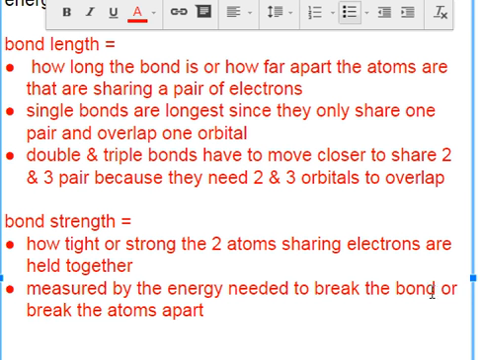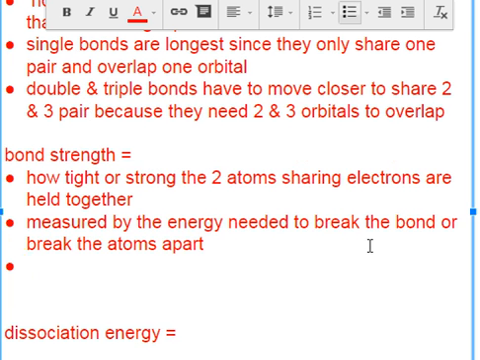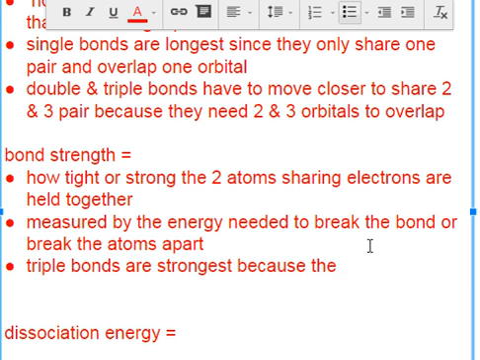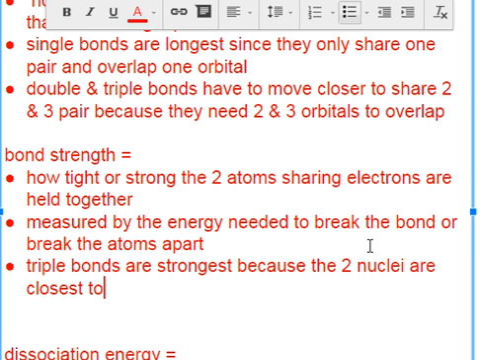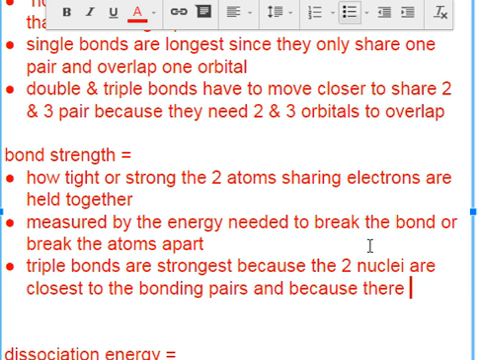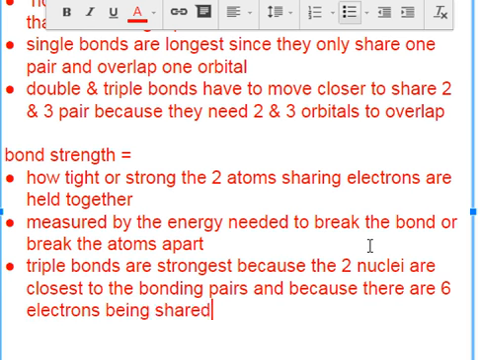So which would you guess is the strongest bond, single, double, or triple? Triple, because they're closest. Triple bonds are strongest because the 2 nuclei are closest to the bonding pairs, and because there's 6 electrons. It's like having 6 rubber bands between them, because each nucleus attracts each electron.